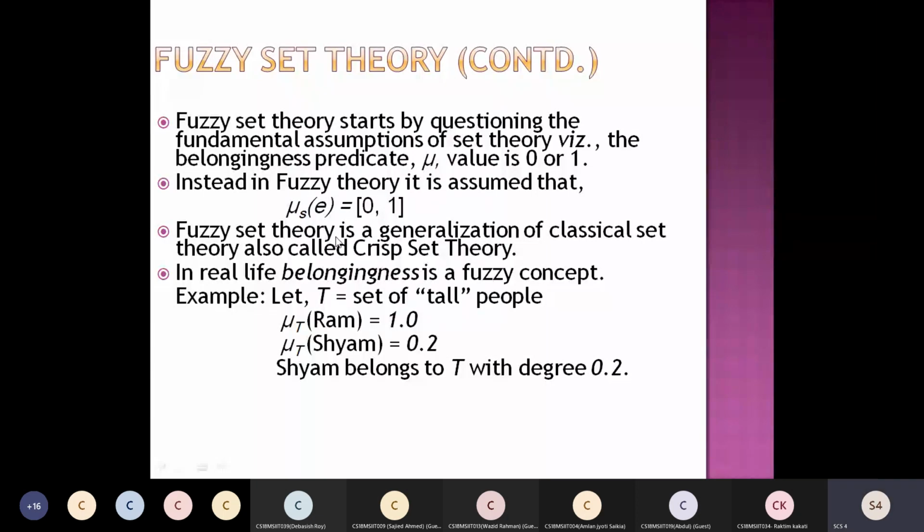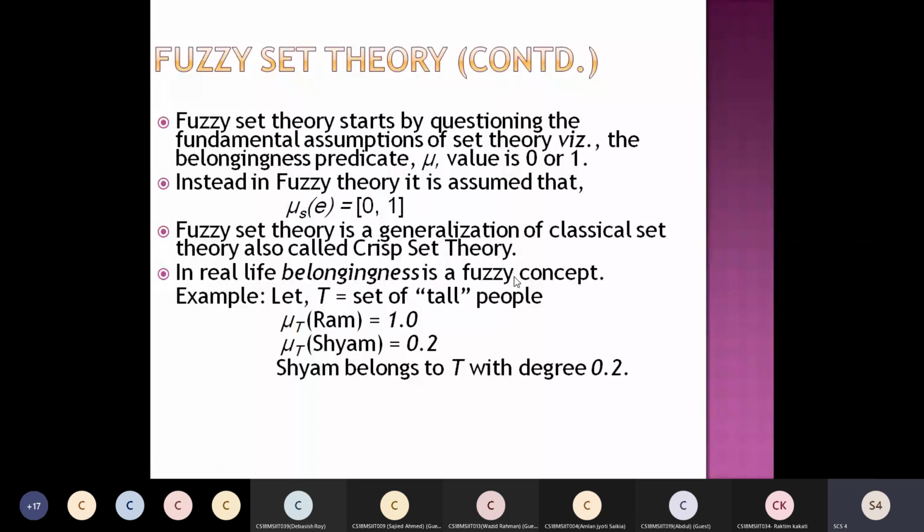Right. So fuzzy set theory is a generalization of classical set theory, and that is also known as Crisp set theory. आप लोगों ने अभी तक जो पढ़ा था इंजीनियरिंग मैथमेटिक्स में या डिस्क्रीट मैथमेटिक्स में, उसको आप सिंपली सेट थ्योरी बोलते थे, राइट? But there is another term for that theory, that is Crisp set theory. Do remember it, right? Crisp set theory.